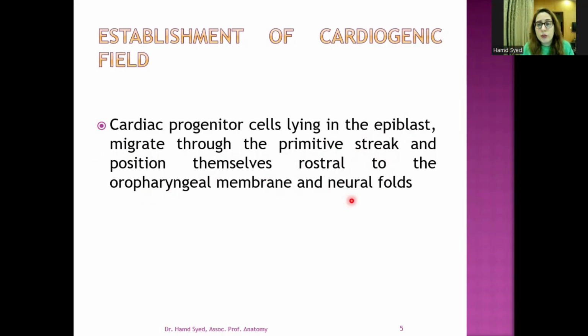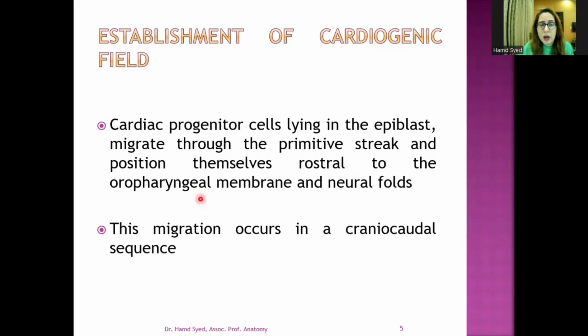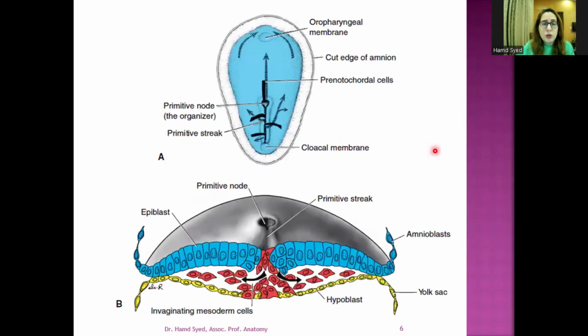The oropharyngeal membrane, I'll just mention it again, is the part in the cranial region of the embryo where the ectoderm is lying in direct apposition with the underlying endoderm. So anterior to the oropharyngeal membrane, the cardiac progenitor cells are going to settle down, and this migration occurs in a craniocaudal sequence. So here, in diagram A, you can see this is the dorsal aspect of the slipper-shaped embryo.